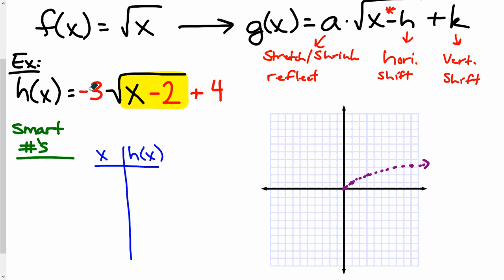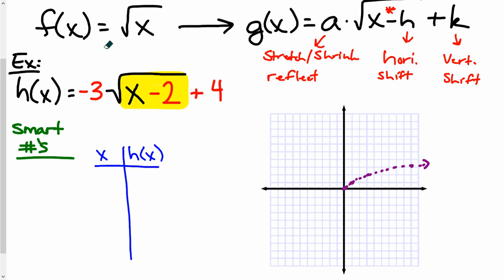Well, negative 3 tells me that it's going to be reflected over the x-axis, and because this value 3 is greater than 1, it tells me it's going to be a stretch. So it's going to get pulled towards the bottom. Okay, it also tells me that the graph has been shifted 2 units to the right and 4 units up. Okay, so 2 units to the right, opposite sign, but then 4 units up, the right sign.